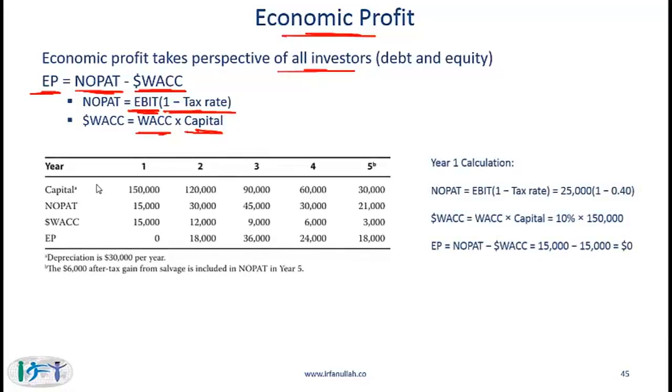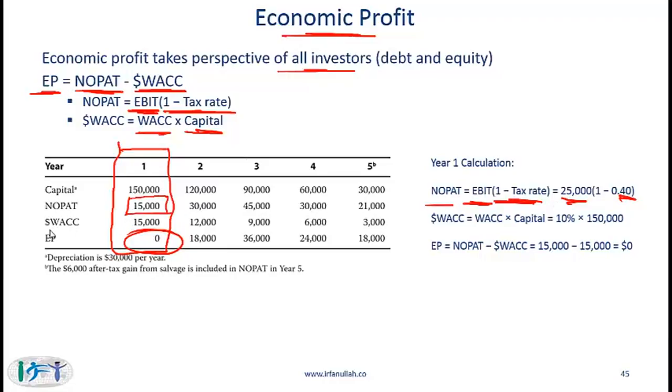So roughly speaking, this will be the total operating assets, the net operating assets. Now here again, fairly straightforward calculations. If you are given this information, let's consider year 1. How do you come up with the economic profit for year 1? We use this formula. What's NOPAT? You are given EBIT of 25,000. You are given a tax rate of 40%. So given EBIT and the tax rate, you can come up with NOPAT of 15,000.